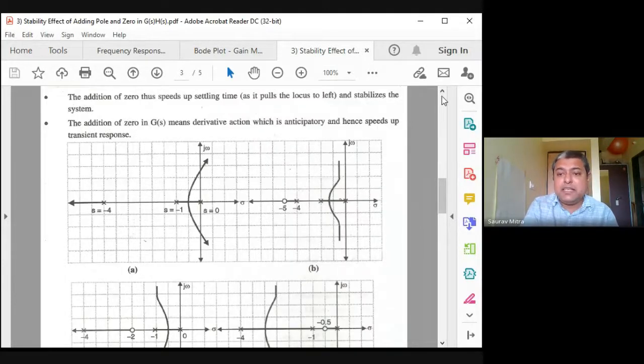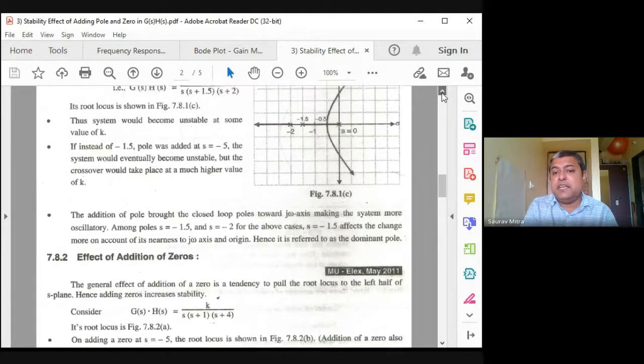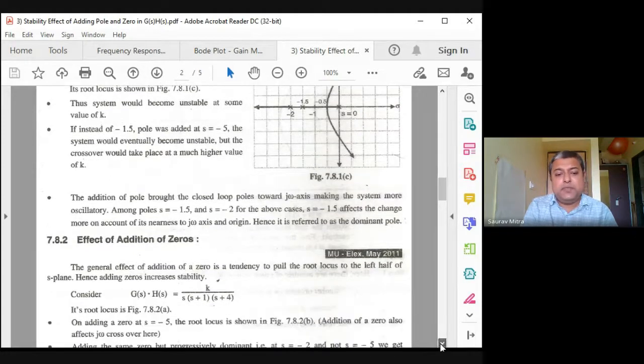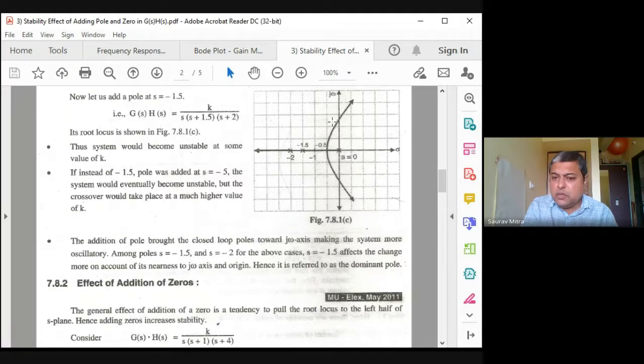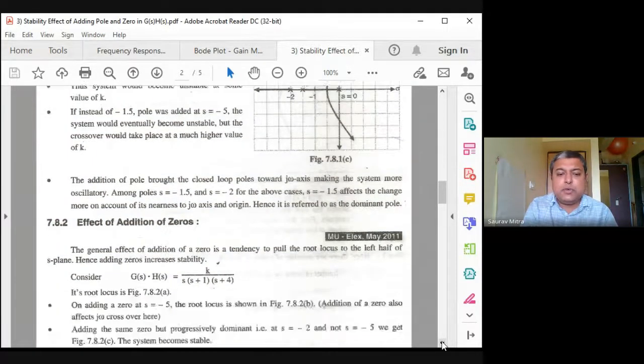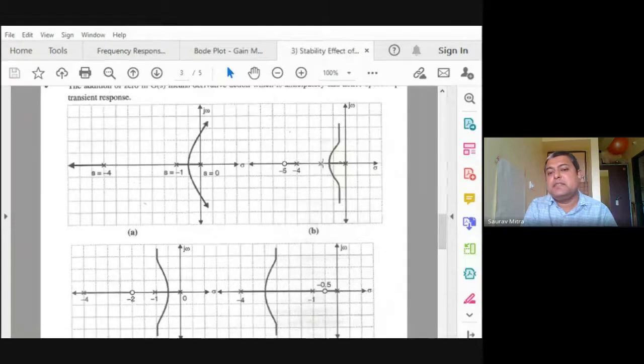So first what they have done is, they have taken it to the third order denominator of G(s)H(s). After that they have added one zero. Okay, so this is K by s into (s plus 1)(s plus 4). So K by s(s+1)(s+4) will look like this. Then they are adding a zero in that. As soon as they add a zero, you will find the root locus will change its shape. It will look like this.